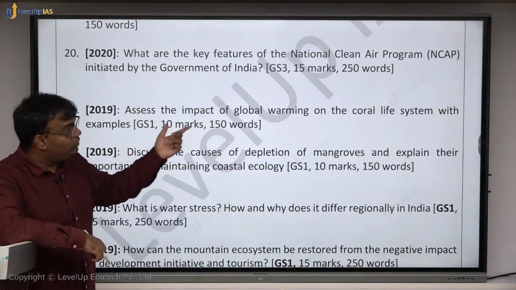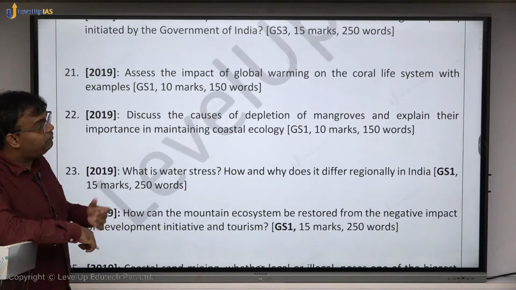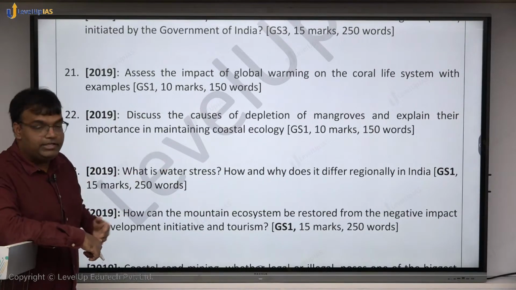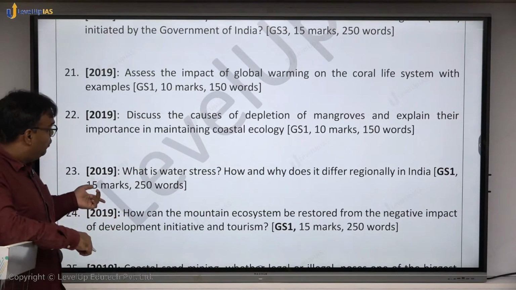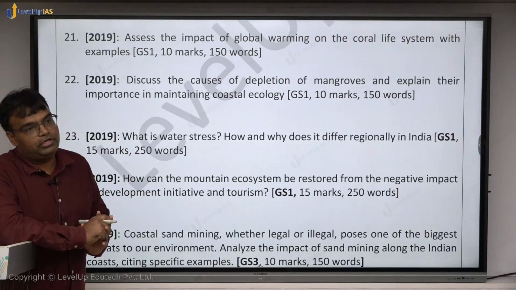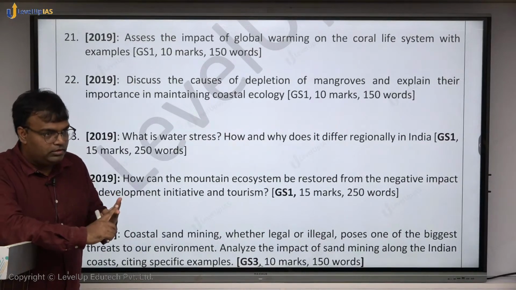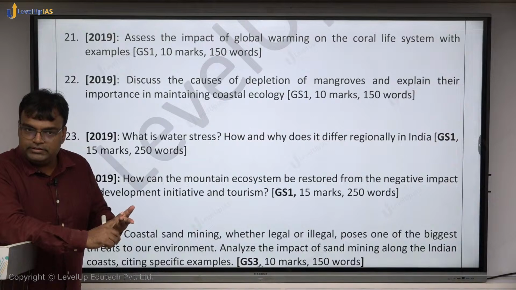Assess the impact of global warming on coral life system with examples. Discuss the causes of depletion of mangroves and explain their importance in maintaining coastal ecology. What is water stress? देखो water पे highest number of questions have been asked on water. Water conservation, groundwater, fresh water, water stress, dead zones.